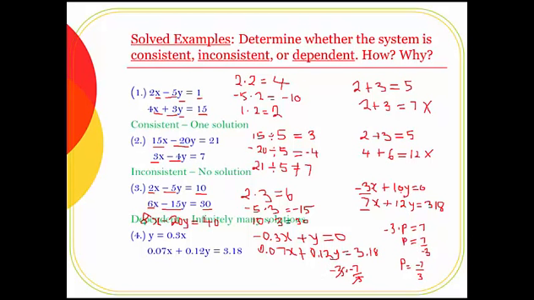Now, if you do the same here, 10 times negative 7 over 3, is it going to give you 12? 3 will not even cross out 10, because 10 is not a multiple of 3. So, you see, there's no relationship. And because there's no relationship, it is a consistent system. And it has one solution.